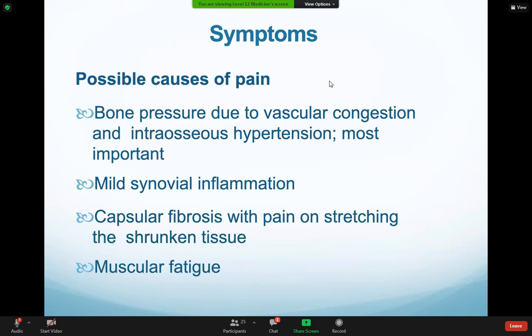So why do the people with osteoarthritis have pain? Possible causes are that first, the bone pressure due to vascular congestion and intraosseous hypertension, and this is the most important cause. Then mild synovial inflammation, capsular fibrosis with pain on stretching the shrunken tissue, and muscular fatigue.